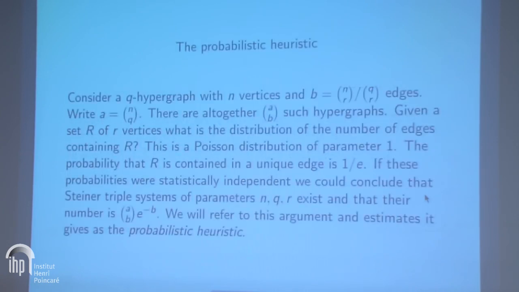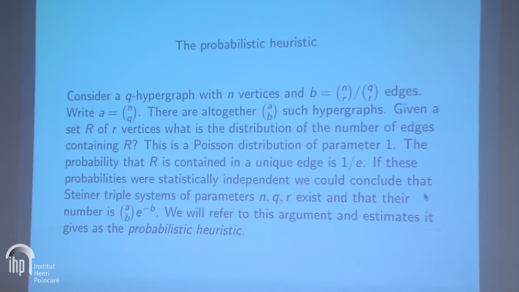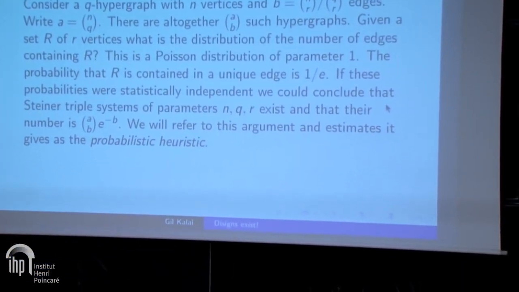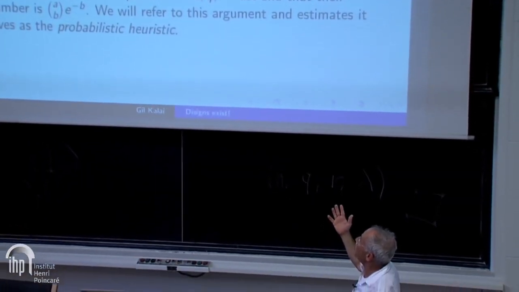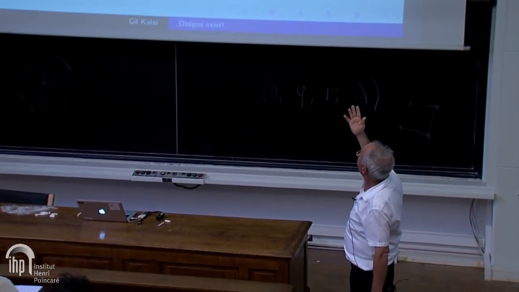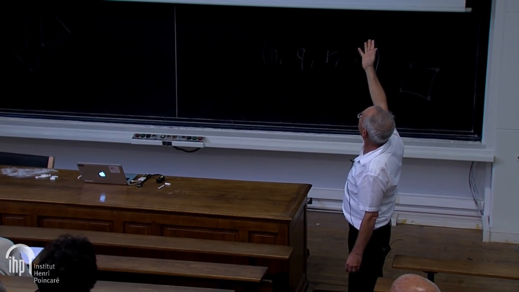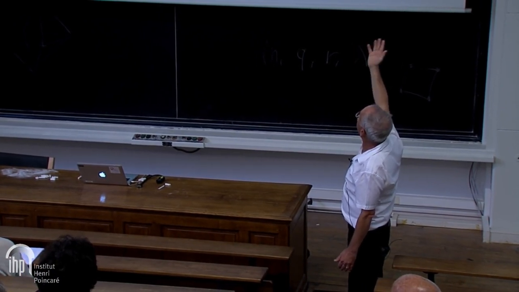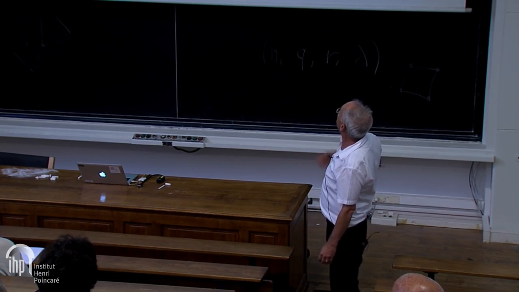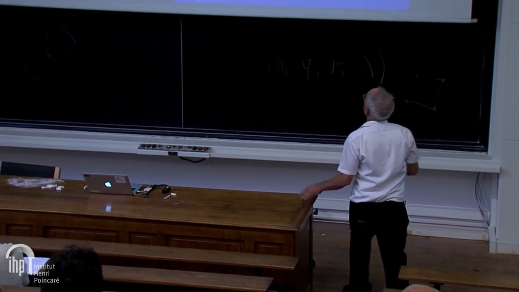Now, you can use the probabilistic method and ask how many sets of size q can I have so that every set of size r will be included in at most one set. And if you use the naive probabilistic argument, you will get something which is quite smaller than b by some polynomial factor in n, but so you will get some result.